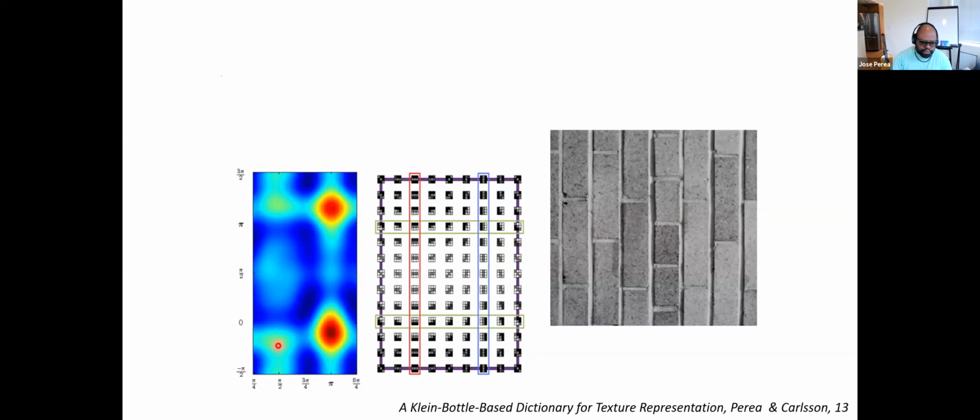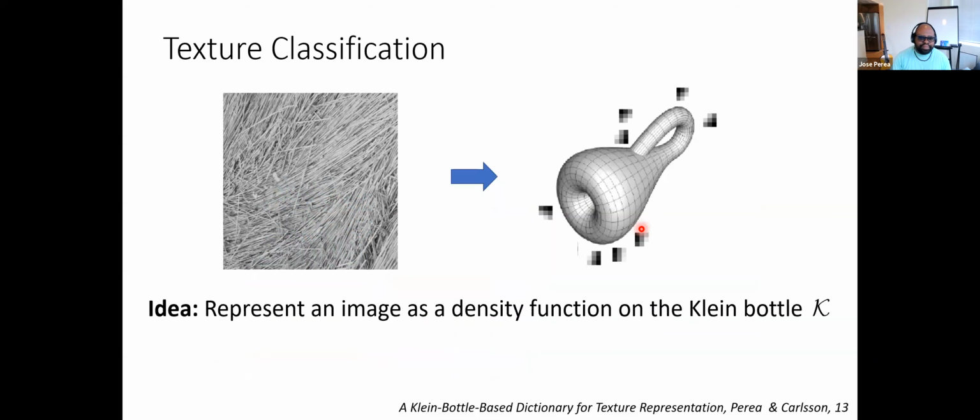You also have a smidge of horizontal stuff, which is also consistent with horizontality in the image of bricks. So what is the plan that we actually implemented and it worked? We're going to take each one of these images and think of them as a density function on the Klein bottle. We're going to do that by, again, looking at its small patches and looking at how they distribute on the Klein bottle.